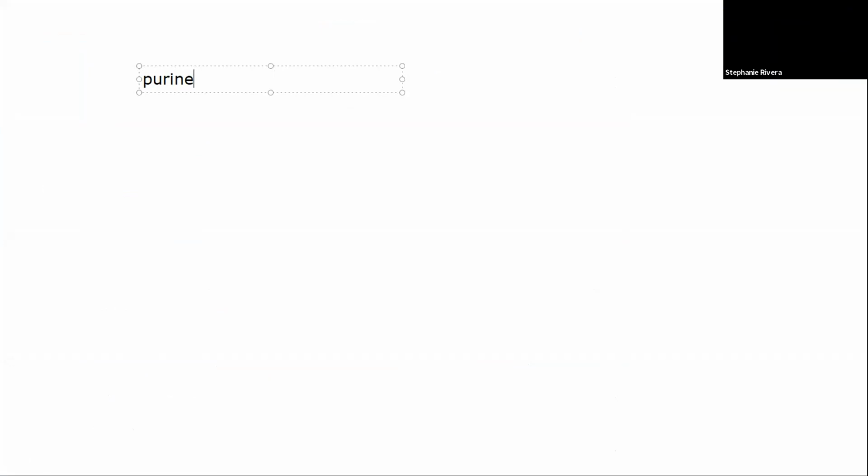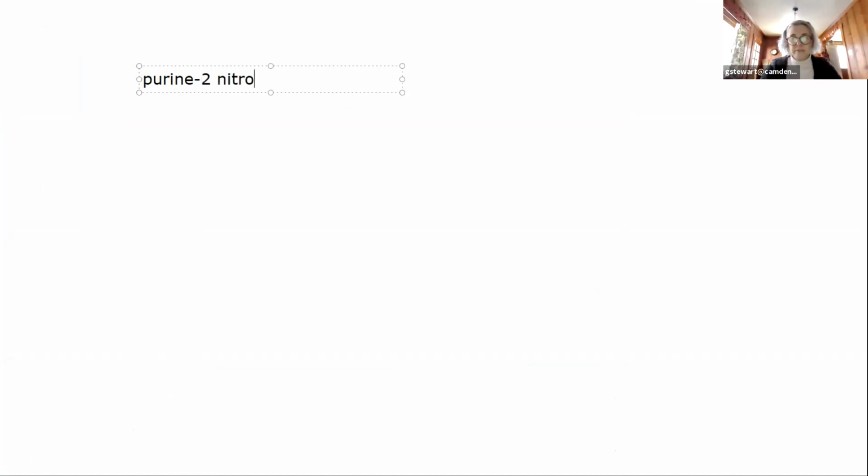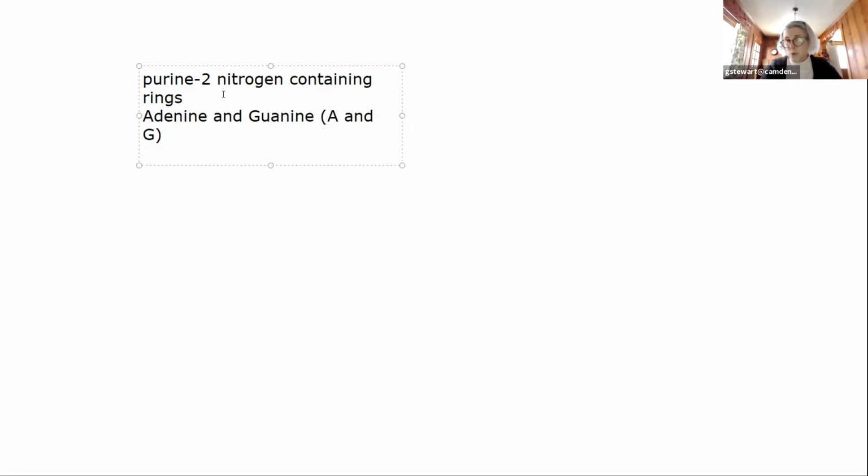So what I always tell students to remember is a purine: short word, long picture. A purine has 2 nitrogen containing rings. If it's a nitrogenous base with two rings, that's a purine. The ones that we're focused on are adenine and guanine, A and G, those are the ones that are involved in DNA and RNA. There are other purines in the world, we just aren't talking about all of them.